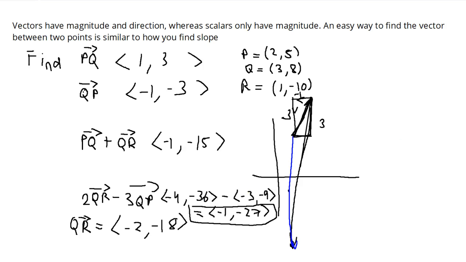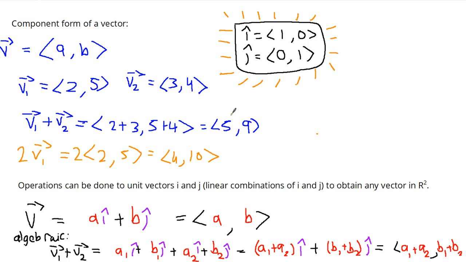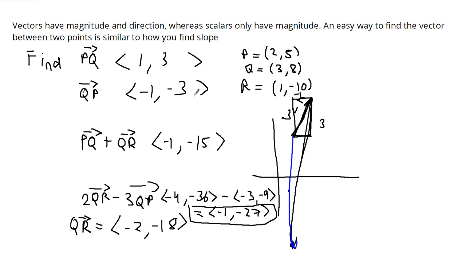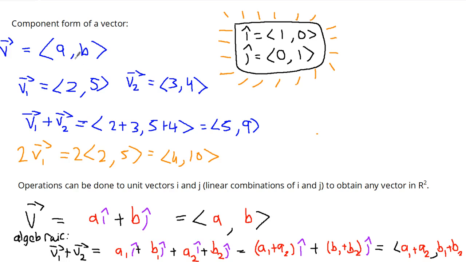Okay. Next, component form of a vector. I've been using the component form of the vector, as you could see. This is the component form of a vector right here. The component form of a vector is <a, b>, where a is the amount that you move to the right, and b is the amount that you move up. So in this v1 right here, <2, 5> is like moving in x and moving in y. So 2 right, 5 up.